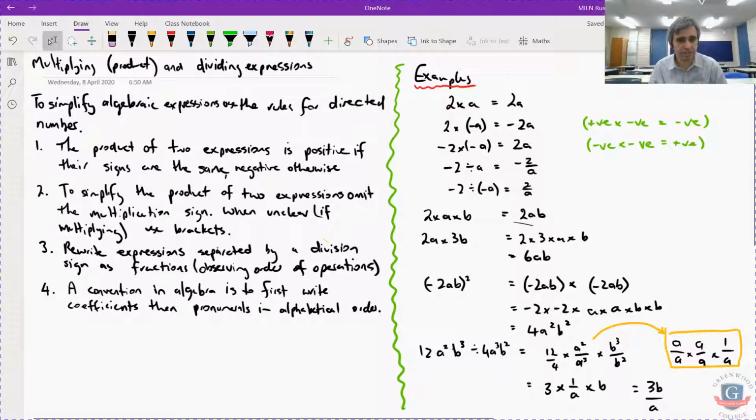Now, if we have an expression separated by a division symbol, remove the division symbol and express it as a fraction. So over here we have a division symbol. So I replaced everything immediately after the division symbol and put it underneath as a fraction. And that's quite easy to do. There are some gotchas that we'll look at further when we do a fractional algebra topic later on.